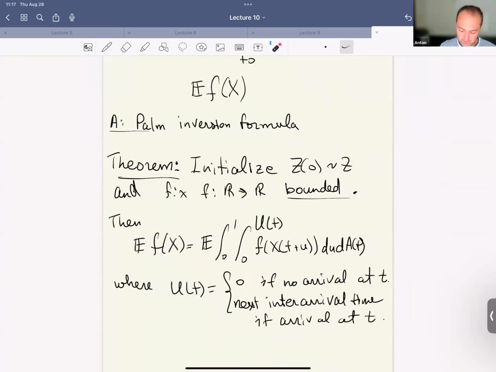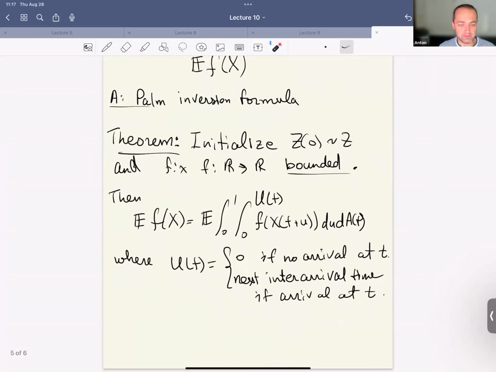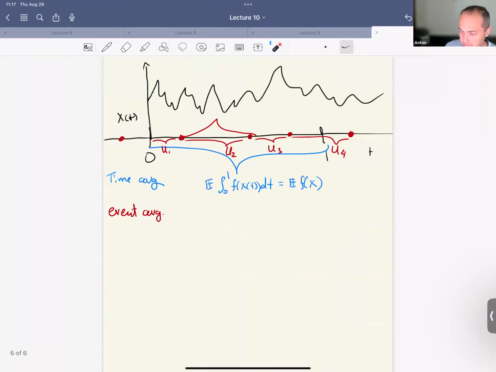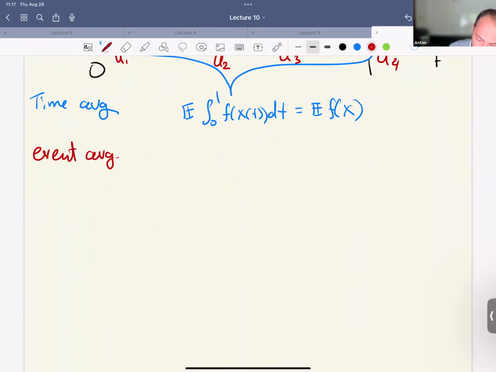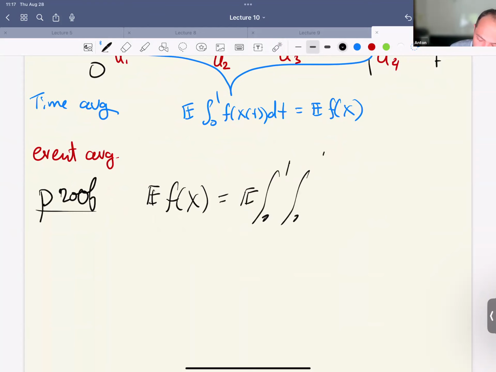Okay? So hopefully the picture is very convincing. And that is really what is going on. For a proof, let me quickly sketch it out. I do have time. So, proof. I want to show, remember, the expected value of f of x is the expected value of the integral from 0 to 1, of the integral from 0 to u of t, of f of x of t plus u du dA of t. That's what we want to show.